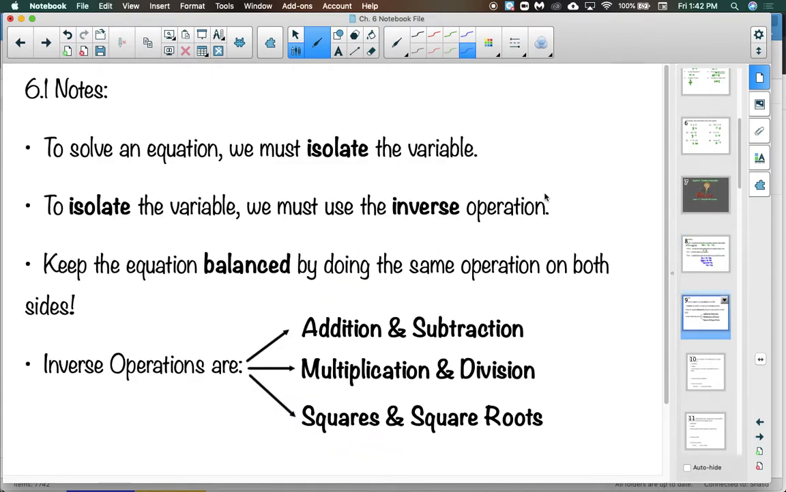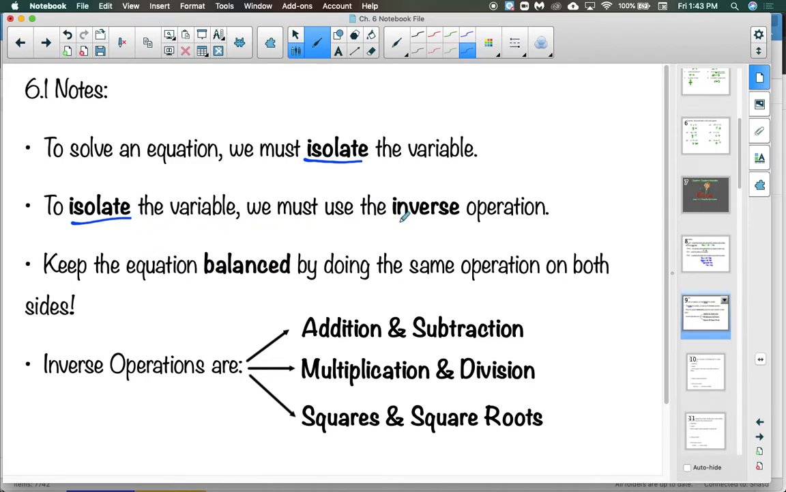Oh, a little bit of notes. Sorry about that. Notes. First note, to solve an equation, we must isolate the variable. To isolate the variable, by the way, isolate means to get it by itself. That's a math term, to get it all by itself. So we want the variable on one side of the equal sign with nothing else there with it.